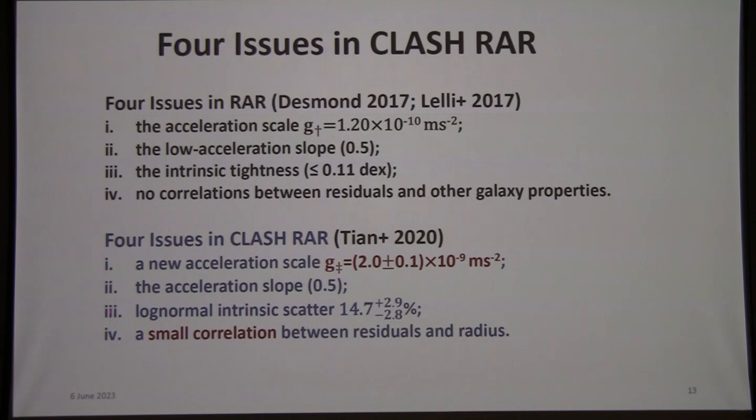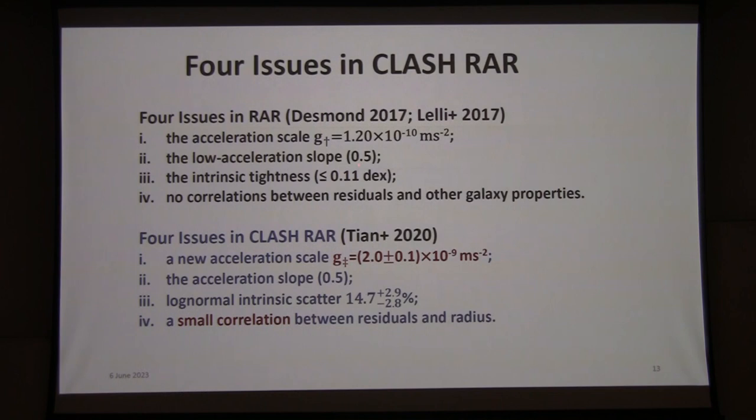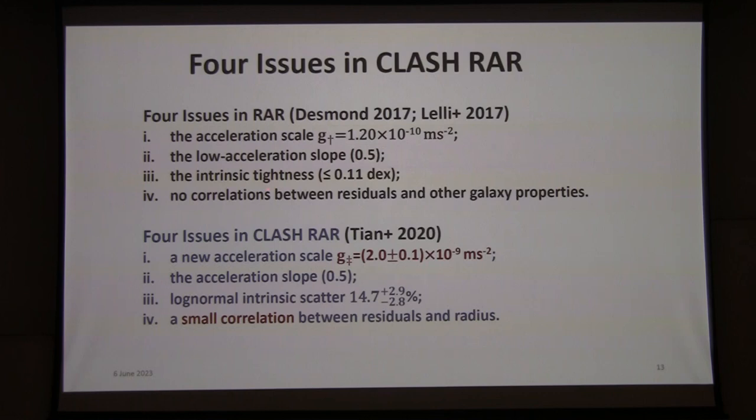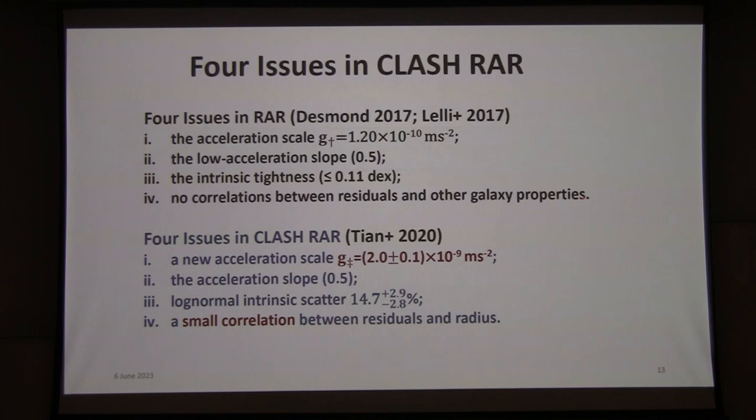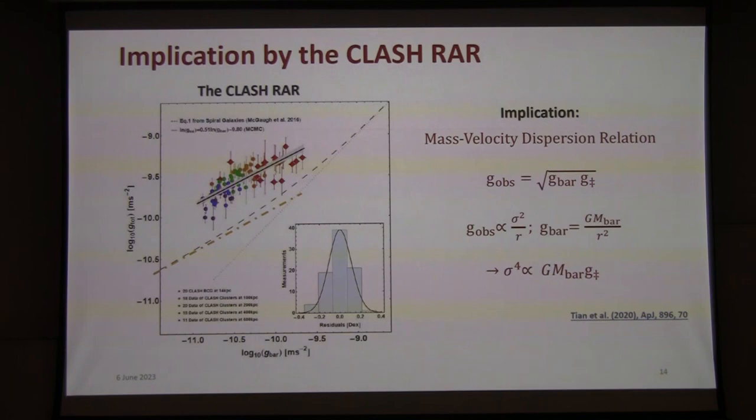In the original IR galaxy, we have the acceleration scale, G data, and low acceleration slope of 0.5, and the intrinsic tightness of this correlation, and no correlation between the residual and other galactic properties. In our study, surprisingly, we find a similarity, but instead we have a larger acceleration scale, and a small correlation between the residual and the radius. The scatter is still tight, just around 15%. This result was measured from the original lensing.